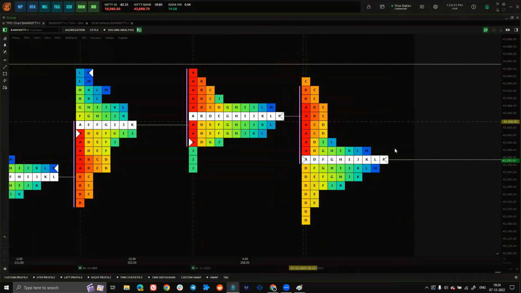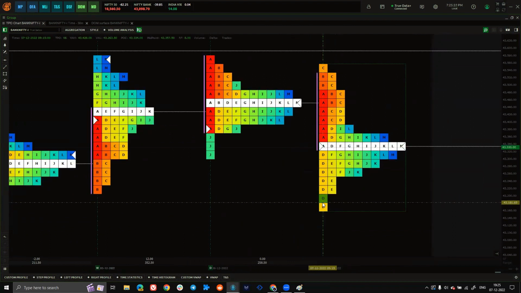So the simple boxes are TPO. When you see these two single TPOs or single boxes at the day high or day low, it is called a tail. That's the definition. Minimum 2. More than 2 are also allowed. So when you find minimum two such single boxes stacked on top of each other, either at day low or day high, that becomes a tail.